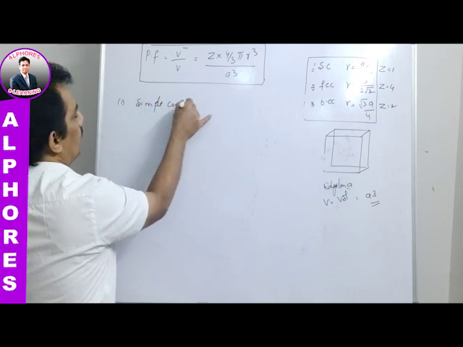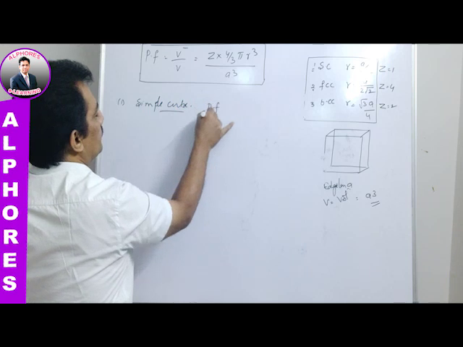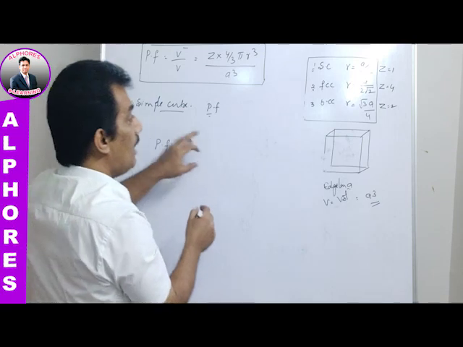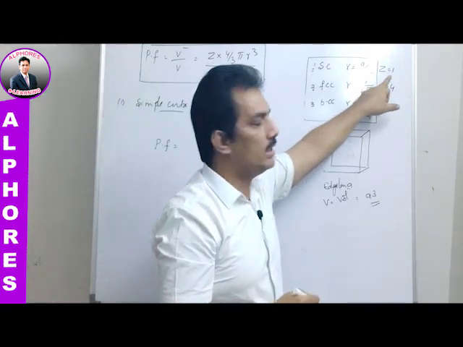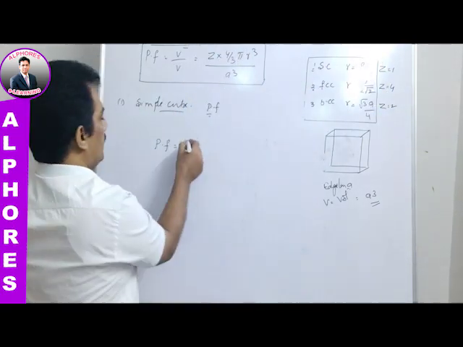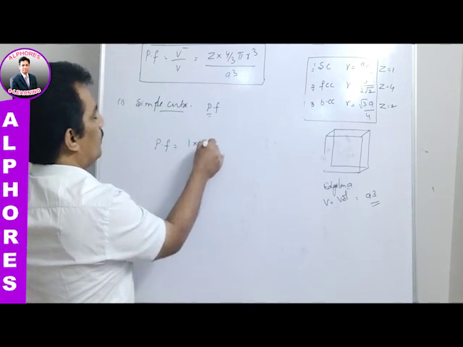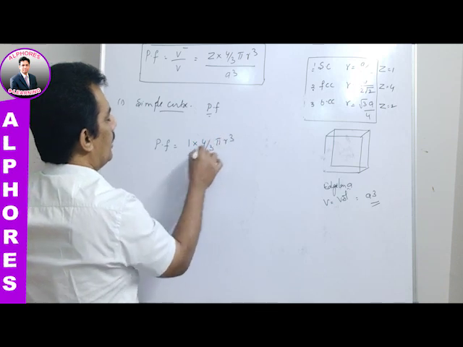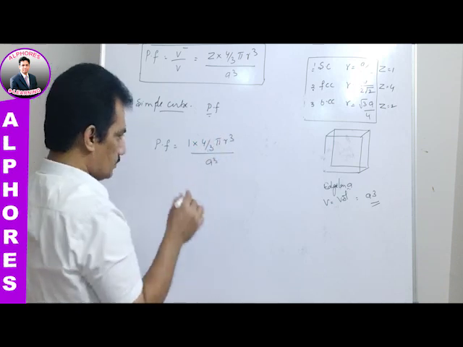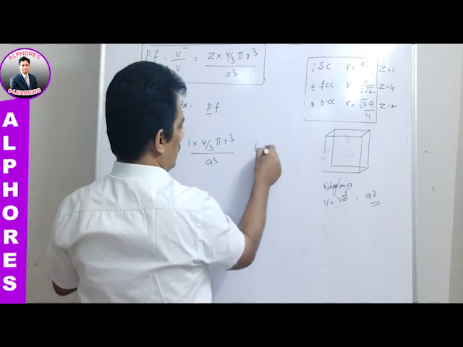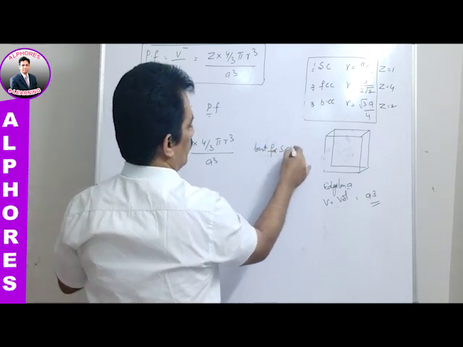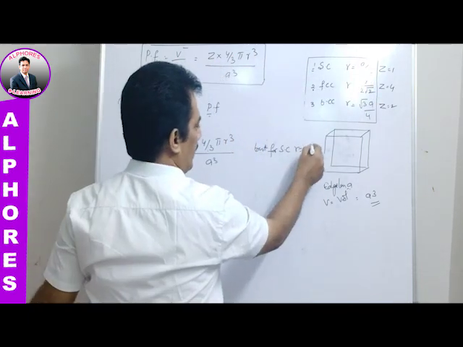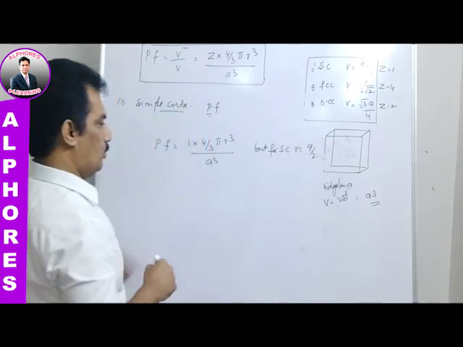Simple cube packing fraction is equal to Z into 4/3 πr³ by a³. The Z value for a simple cube is 1, and thereby it is 1 into 4/3 πr³ by a³. But for a simple cube, what is the value of r? r is equal to a by 2. That's why we are substituting that a/2 value here.